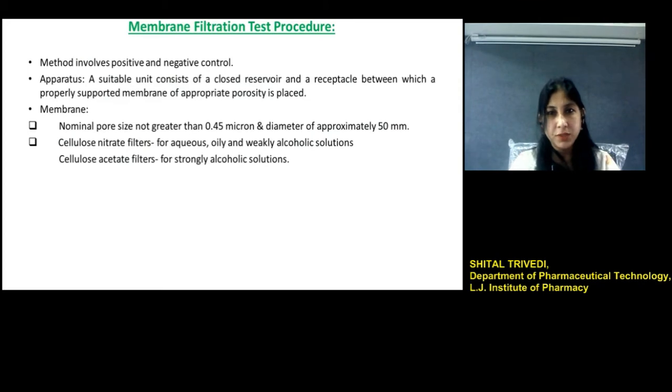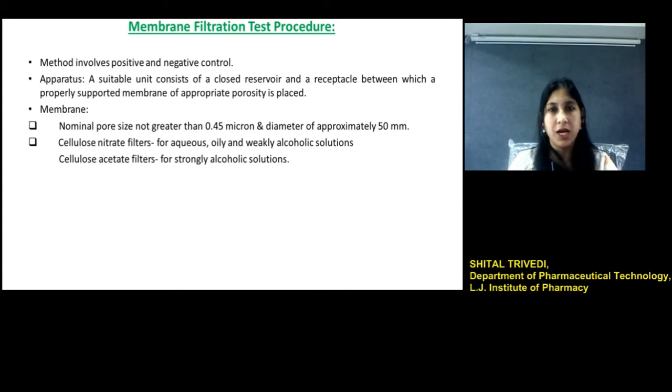Let's talk about the first method, Method A, the membrane filtration technique. This method involves the use of both positive and negative controls, and the apparatus is a suitable unit consisting of a closed reservoir and receptacle between which a well-supported membrane of appropriate porosity can be placed. The membrane used for sterility testing has certain criteria.